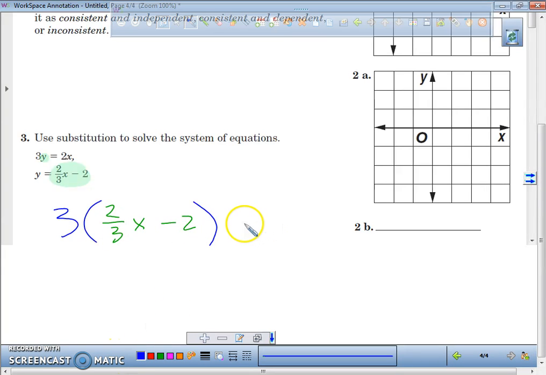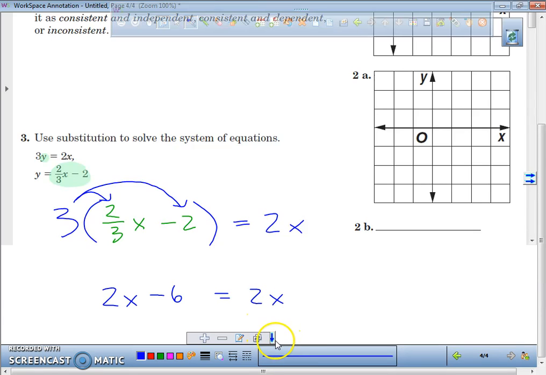And what am I setting that equal to? I'm setting it equal to 2x. So go and plug that in just like that. The next thing we're going to do, we're going to distribute the 3 to both numbers. Now 3 times 2/3 is 2, and 3 times a negative 2 is a negative 6. This is looking weird.